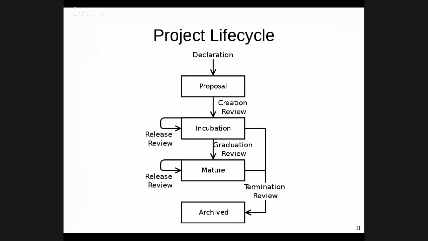Projects have a life cycle at Eclipse. We start off with a declaration, follow that up with a proposal. The declaration is really you talk to somebody at the Eclipse Foundation and say, hey, I want to propose a new project. We provide pointers and some information to that individual, and they create a proposal. We assist with the proposal creating process.